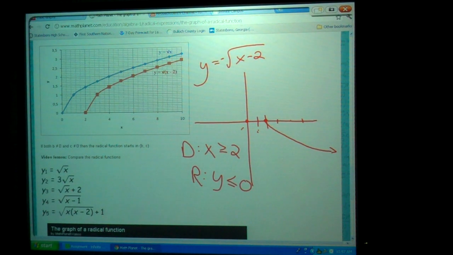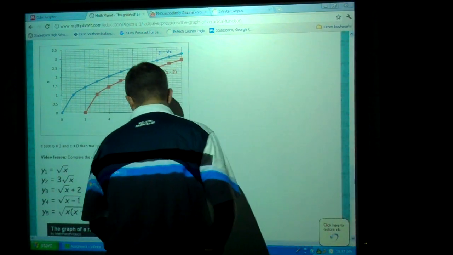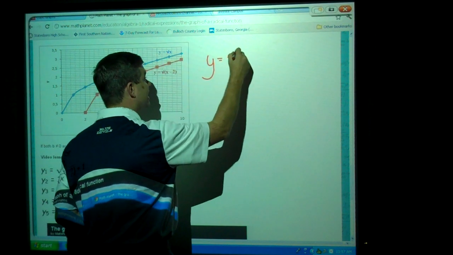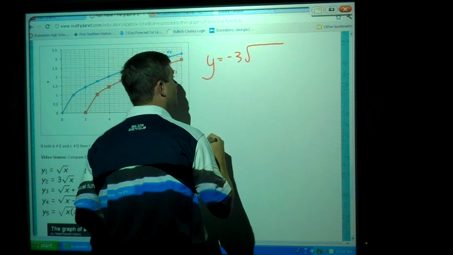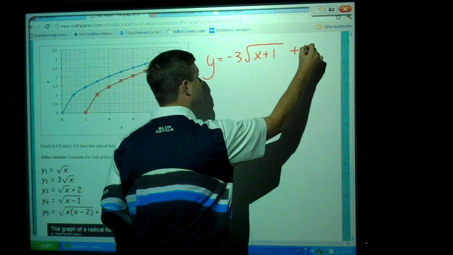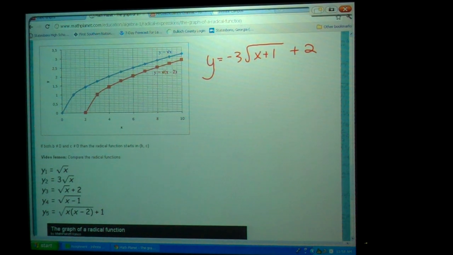Any questions? Alright, let's see if we can put it all together. Let me erase this one. Let's see what we got. Y equals negative 3 root x plus 1 plus 2. Alright, that's as hard as I can make it.